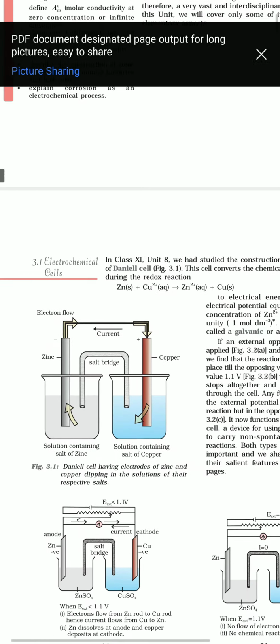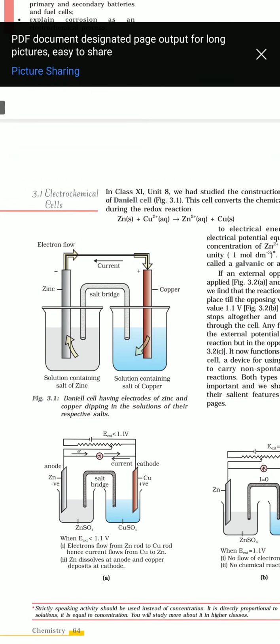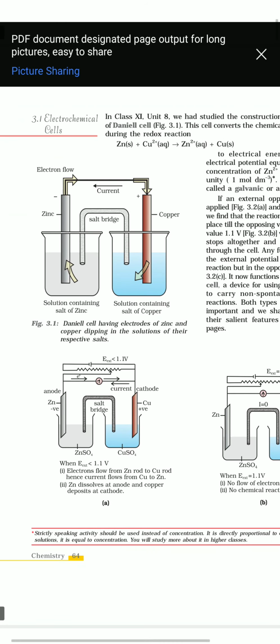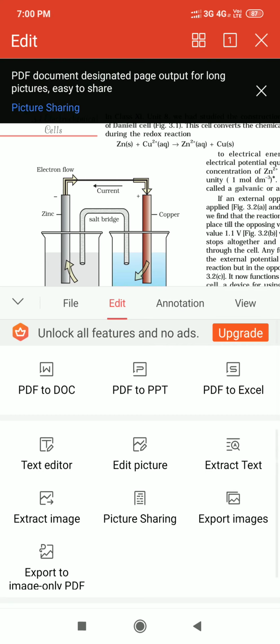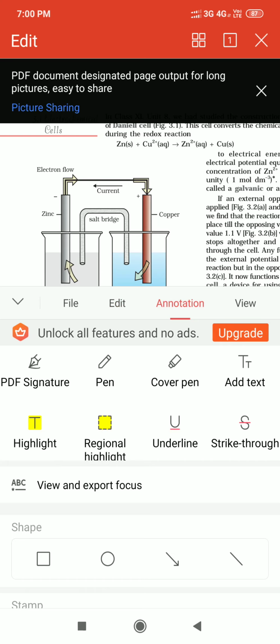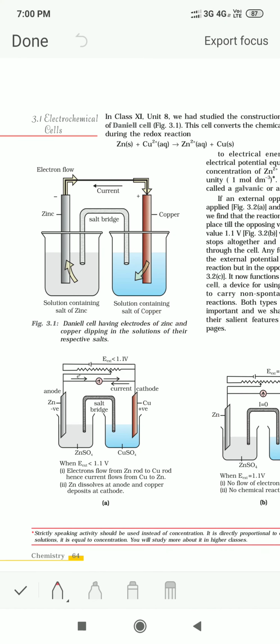Now there are electrochemical cells in which due to chemical reactions electricity is being produced. Now the most common one is the Daniell cell. In Daniell cell we have two half cells which are connected by a salt bridge. You can see a salt bridge here.